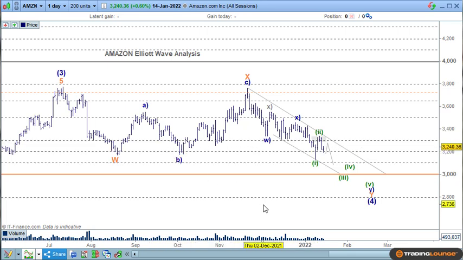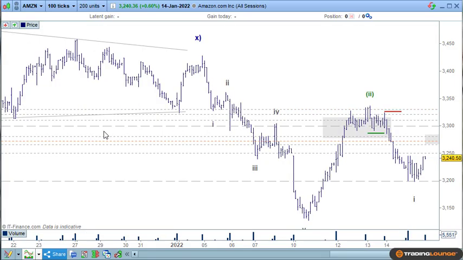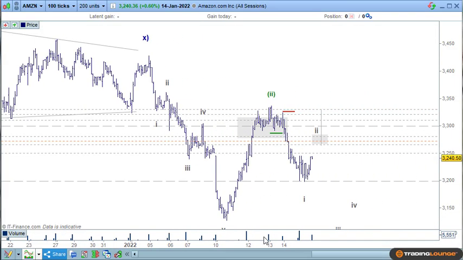Now, if I'm wrong about this at this point, and we get a break above the wave 2 here, then we need to be on the long side at that point. But let's go to the tick chart at this point. So we talked about being short, not only in Amazon, but a lot of the other stocks.